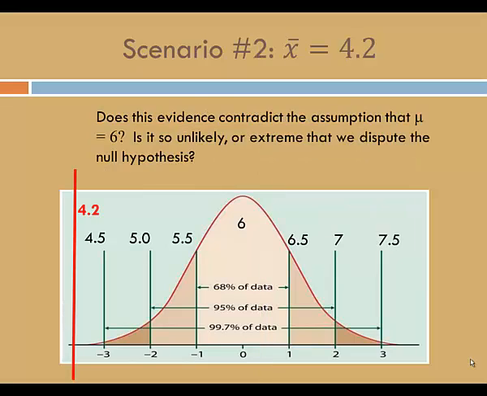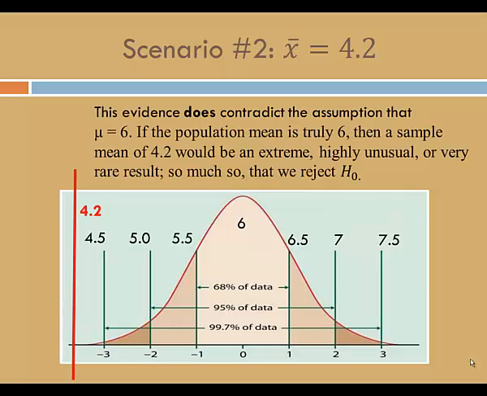Let's consider a second scenario in which x bar is 4.2. Does this evidence contradict the assumption that mu equals 6? Is it so unlikely or extreme that we dispute the null hypothesis? This evidence does contradict the assumption that mu equals 6. If the population mean is truly 6, then a sample mean of 4.2 would be an extreme, highly unusual, or very rare result. So much so that we reject H0.